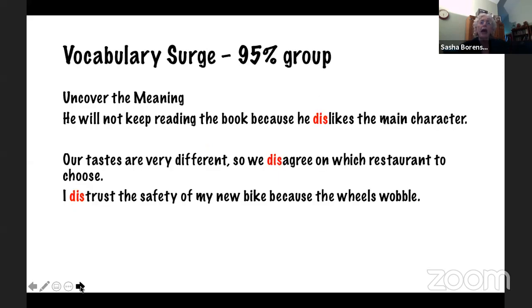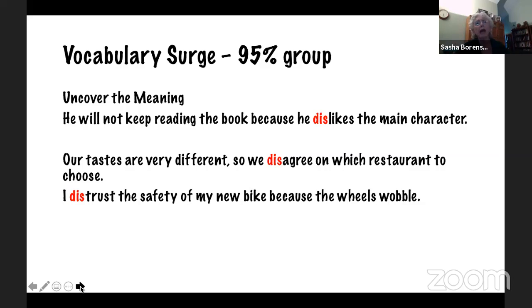So vocabulary surge comes from the 95% group and they have great stuff. And one of the exercises that I like in their book a great deal is called Uncovering the Meaning. Why do I like this so much? I like it because this is what I want to teach my kids to do when they're reading. I want them to see a word and say, that's got a prefix and that's got a base word. What could that prefix mean? What does this word mean when I stick these two things together?